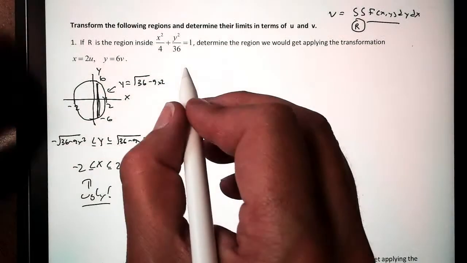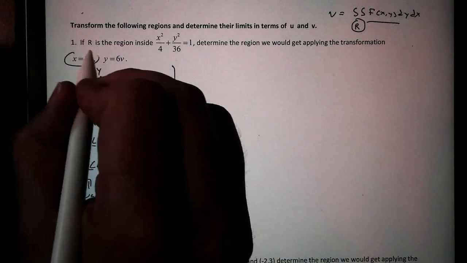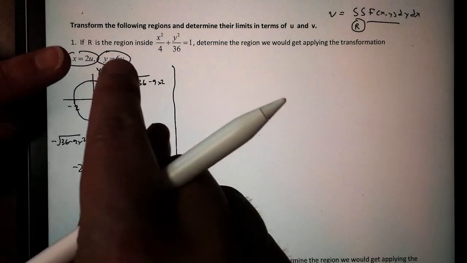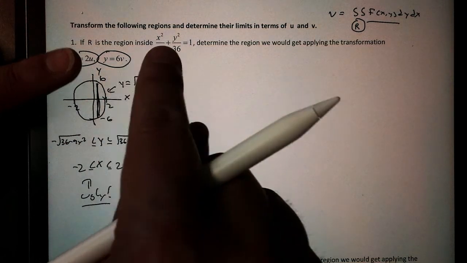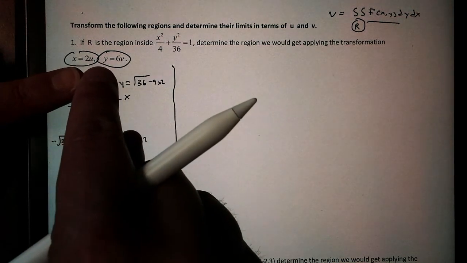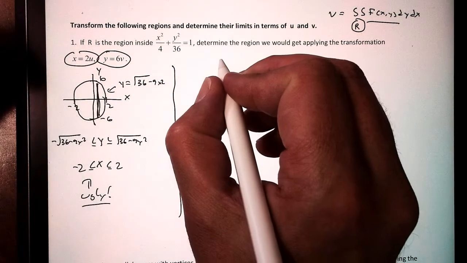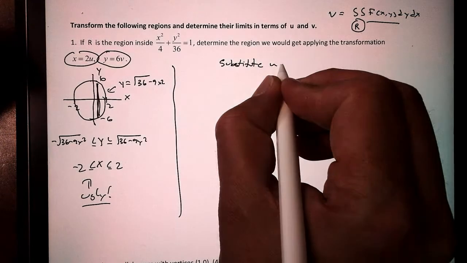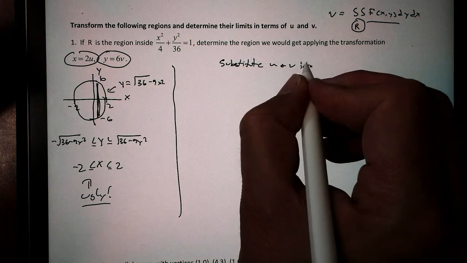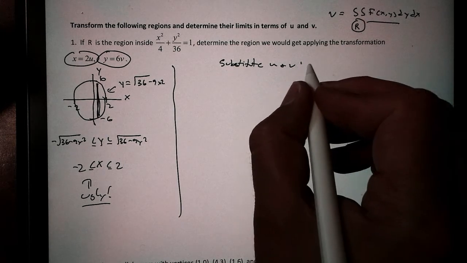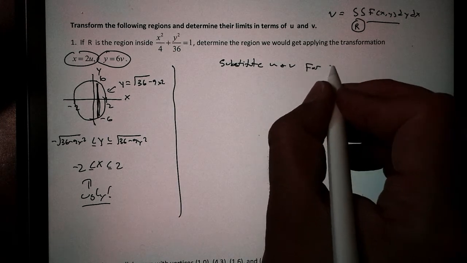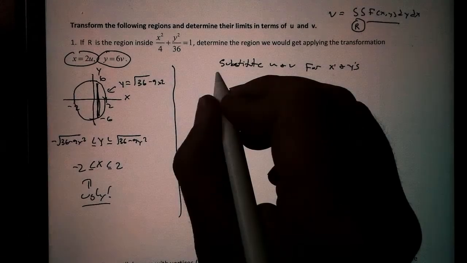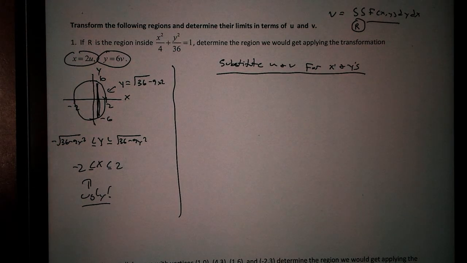So let's talk about the substitutions. Now here they tell us x is 2u and y is 6v. They're picking these on purpose to make this into a circle. It takes practice, but all of you should eventually be able to pick out your own x and y. Remember, we want to substitute u and v for x's and y's. And that's going to hopefully make it an easier base for us.